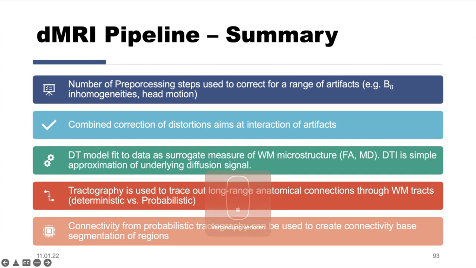So as a summary, there are a number of different processing steps. The combined correction of distortions is important because there could also be an interaction of different artifacts. The diffusion tensor models, for example, fit the data as a surrogate measure of the white matter microstructure. So diffusion tensor imaging is a simple approximation of the underlying diffusion signal. The tractography is then used to trace out the long-range anatomical connections through the white matter tracts. It can be applied differently. And out of this tractography, connectivity can be used to create connectivity-based segmentations of regions, so a connectome. And you can say which regions are connected to which other areas of the brain.